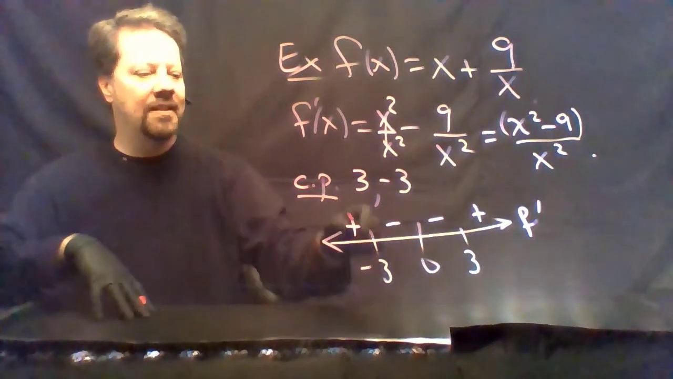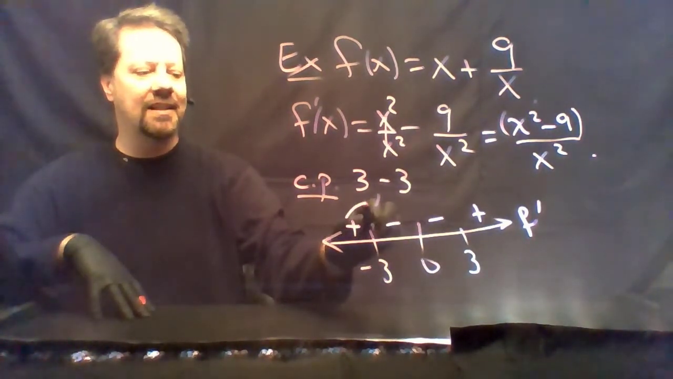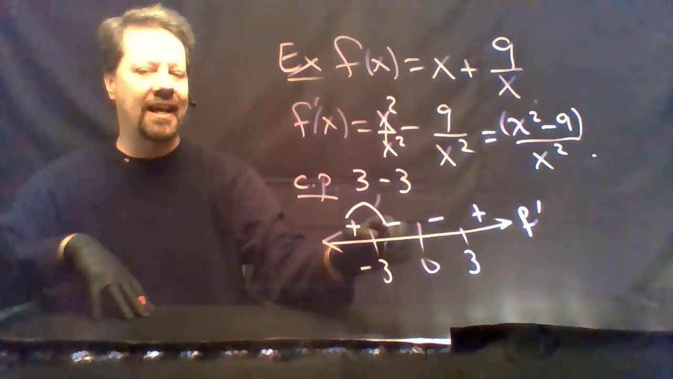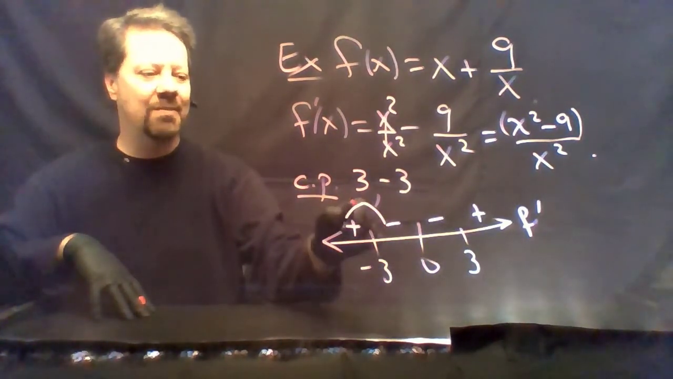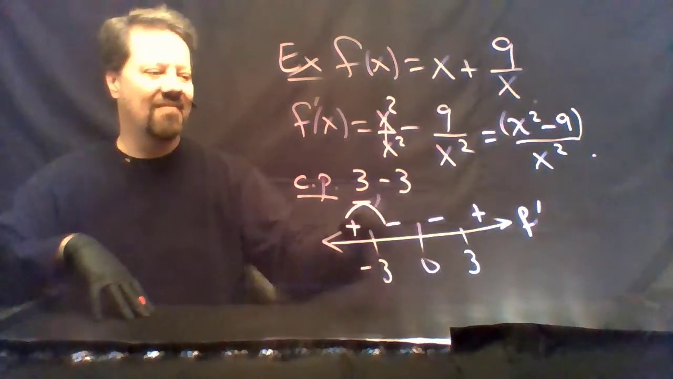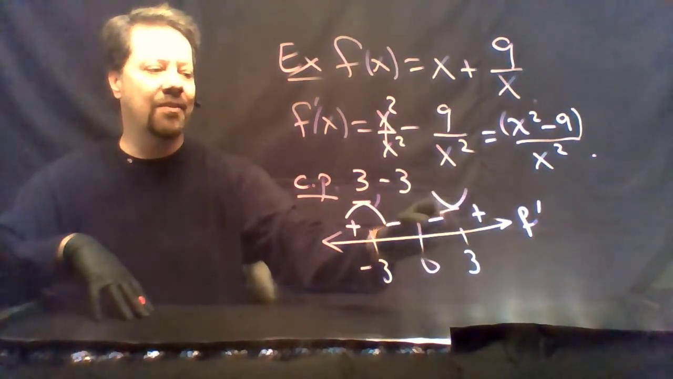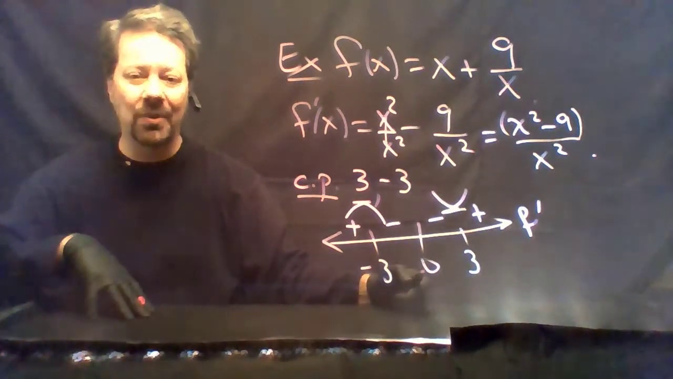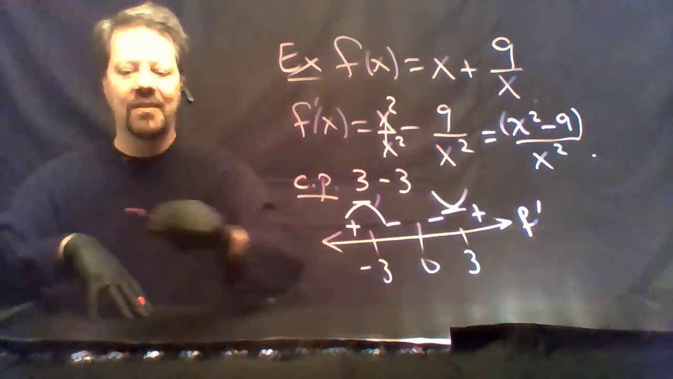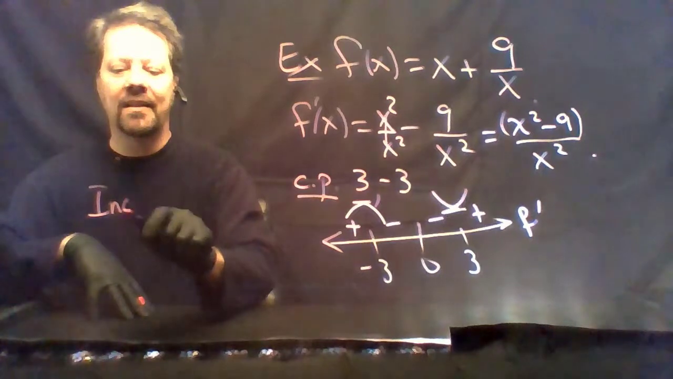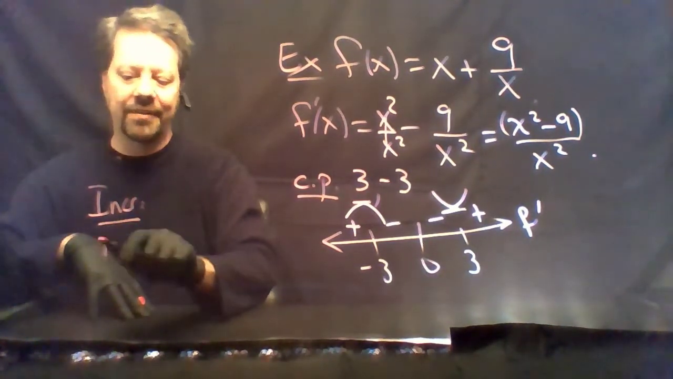Let's see. This function was increasing until it got to negative 3 and decreasing afterwards. It must be a local max. It was decreasing till it got to 3 and then increasing afterwards. It must be a local min. We do get intervals of increasing and intervals of decreasing.